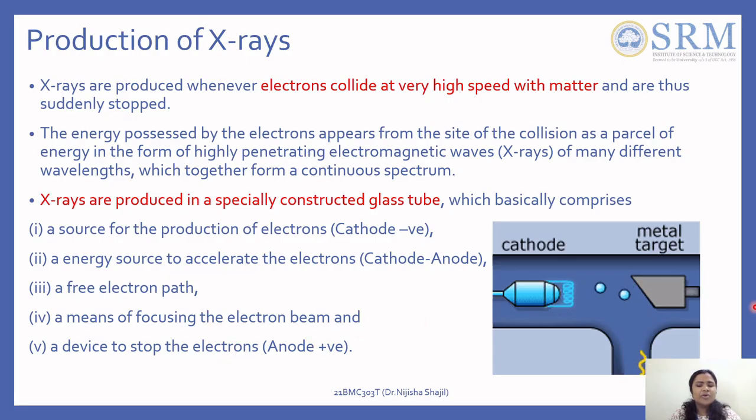Then a means of focusing the electron beam. I need to focus it. It must not go that way. It must all get focused onto a specific target. That is an important component, and a device to stop the electron. That is nothing but the target. This is nothing but the anode.